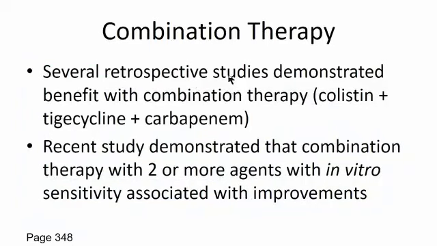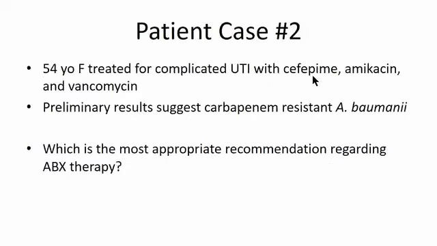There's now several retrospective studies that have demonstrated benefit with combination using colistin, tigecycline, and carbapenem. There was a recent study that demonstrated that if you use a combination therapy with at least 2 agents with in vitro sensitivity, that it's associated with improvements. So not necessarily just any combination, but if you can pick 2 combinations that have in vitro sensitivity, then patients tend to do better.